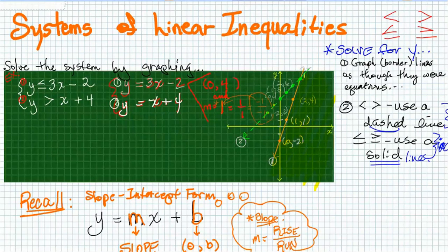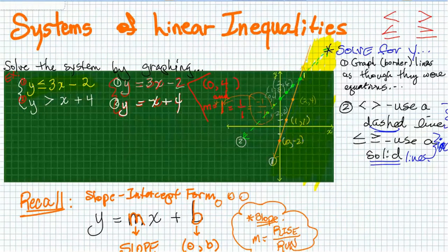I'm going to shade everything down here below line 1. I might need to extend those up here. So back to shading, everything below the orange line gets shaded. We're not even looking at the green line yet. By the way, I'm going to shade my first inequality with yellow, because that's the yellow highlighted section.